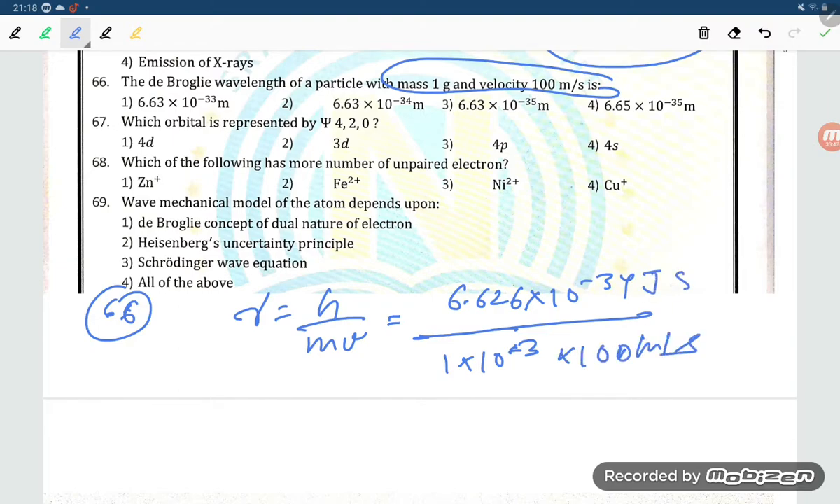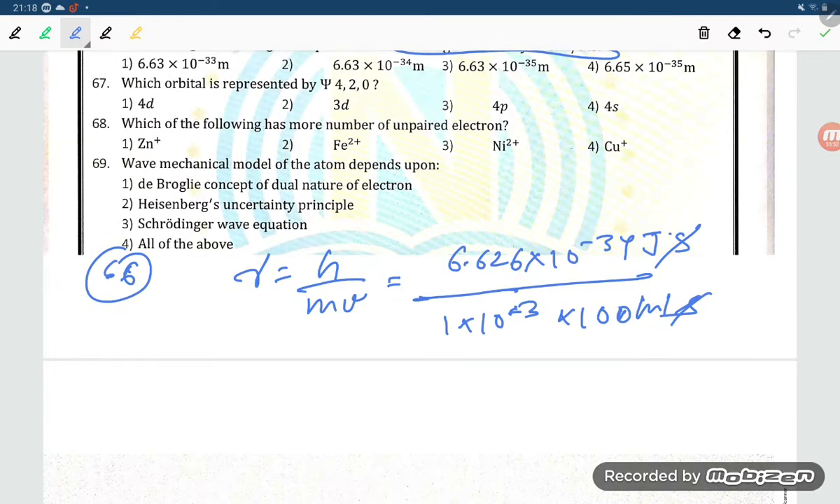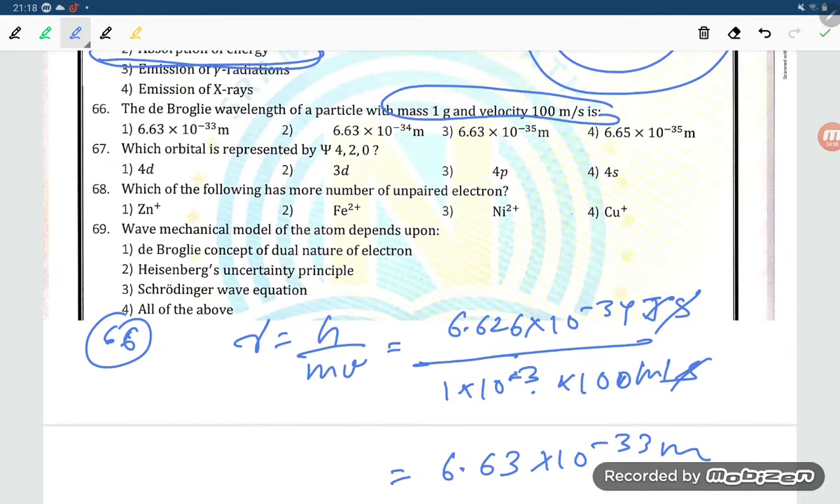This is joule second, so joule and kg will be cancelled out, and this will come in meters. So what is the answer after calculation? It is coming 6.63 into 10 power minus 33 meter. So you can check out the answers. Option number first is the correct option, student.